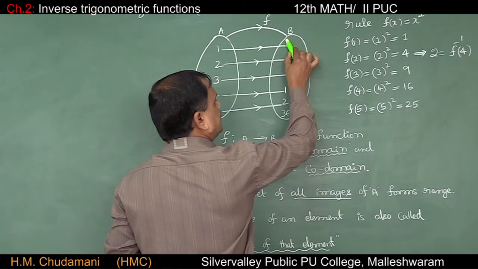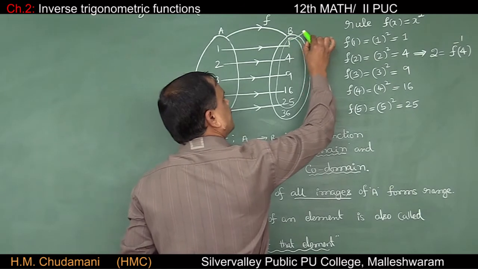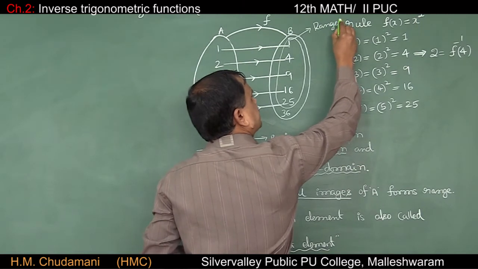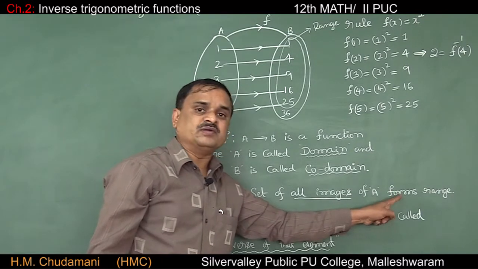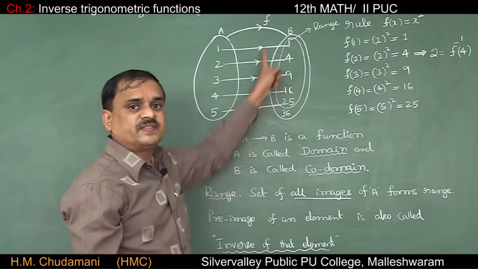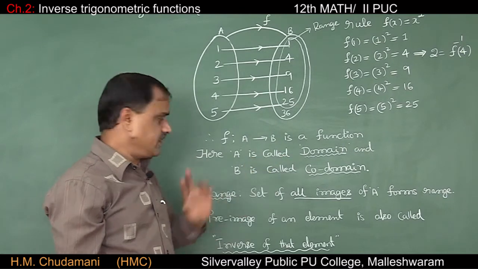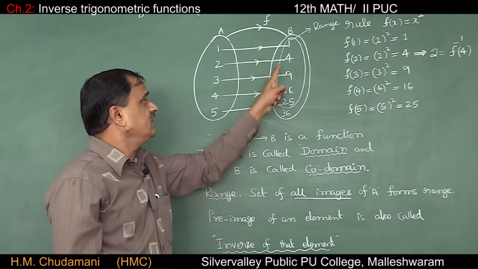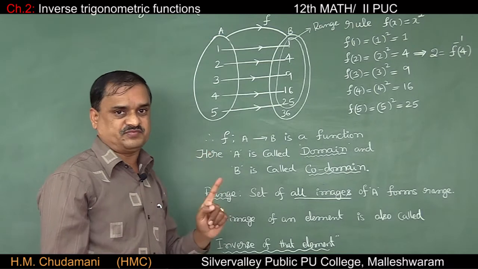If you take only these, this forms the range of a function. Range is the set of all images. If you include 36 also, that becomes the codomain. So the range is the set of all images, 1, 4, 9, 16 and 25. This is known as the range of the function.